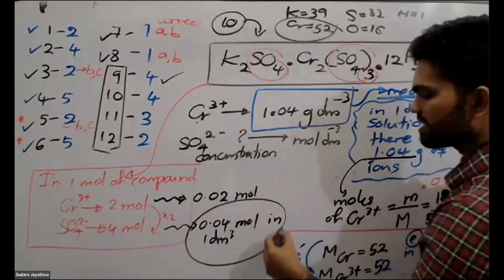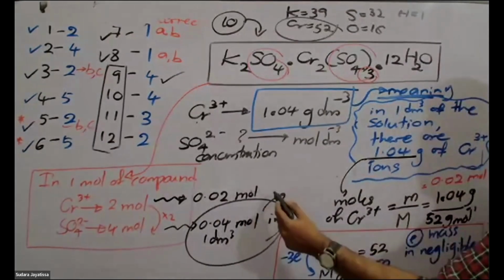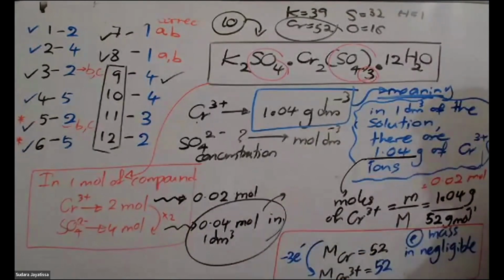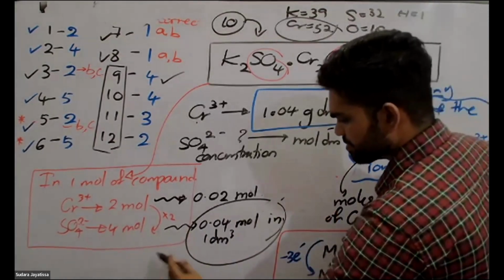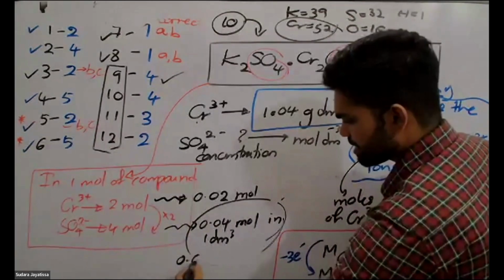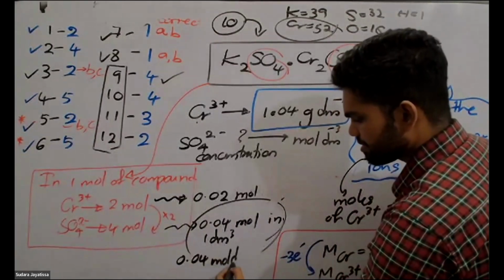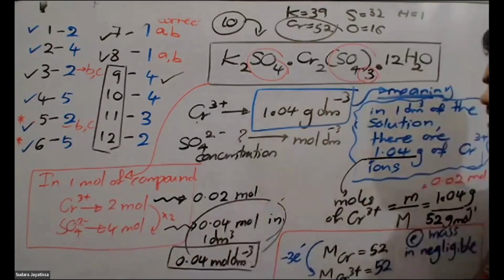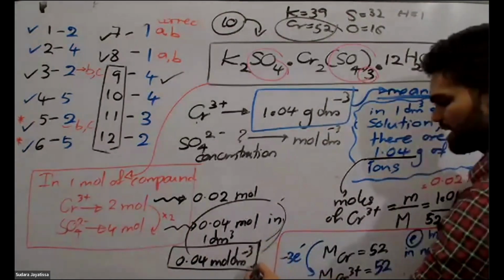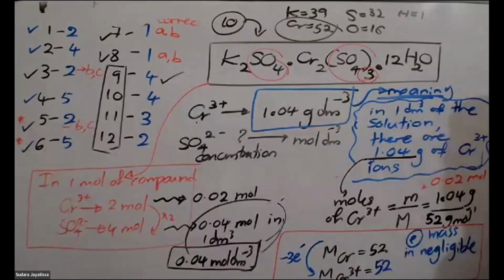So this will be the concentration of sulfate: 0.04 moles per decimeter cube. This is a good question, somewhat maybe a difficult one. So if you can understand this one, you are very good. But still, if you don't get it, just look at this one more time. You may understand that, right? You can always check the recording too.